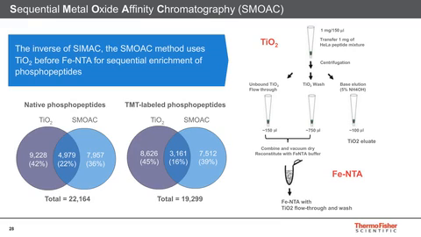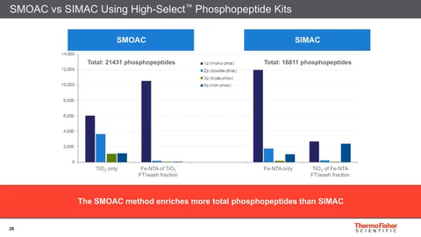As you can see here, the iron NTA enrichment of titanium flow-through resulted in greater than 13,000 unique phosphopeptides. For native phosphopeptides that are enriched with SMOAC, shown on the Venn diagram on the left, we only had a 22% overlap with titanium dioxide alone. Importantly, the SMOAC method identified an additional 8,000 unique phosphopeptides on top of the 14,000 peptides from titanium dioxide alone. We also found that the SMOAC method works well for TMT-labeled phosphopeptides, with 39% more unique phosphopeptides identified using SMOAC versus titanium alone.